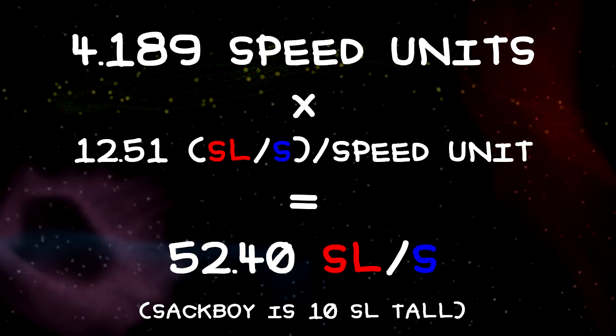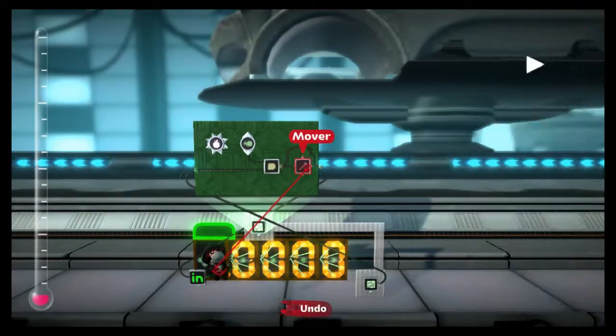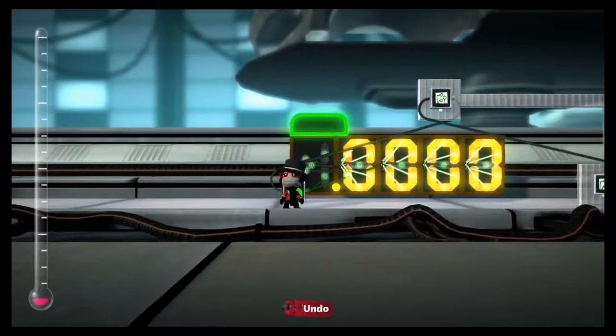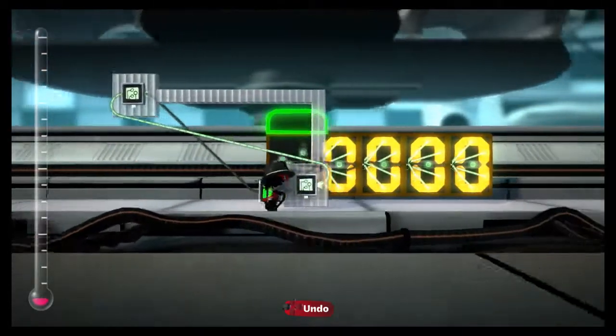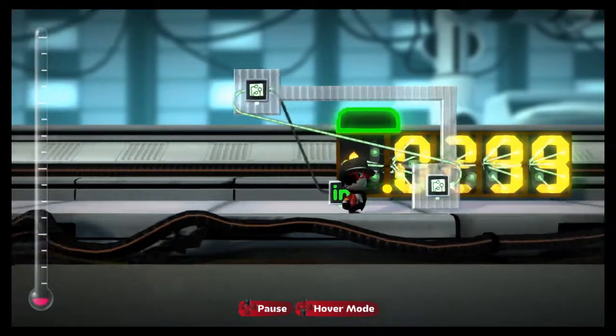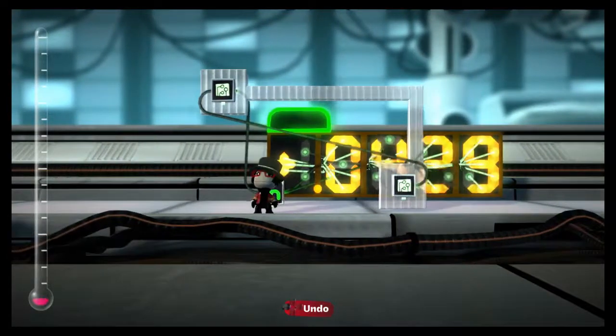This would be the equivalent to a human running at around 10 meters per second, which is actually pretty realistic running speed, interestingly enough. Well, I suppose that's our answer. Sackboy runs at 52.40 lengths per second, or about the same speed a human would run if shrunk down to the same size. Let's just ignore all the physical complications and assume running at speed would scale directly with size.